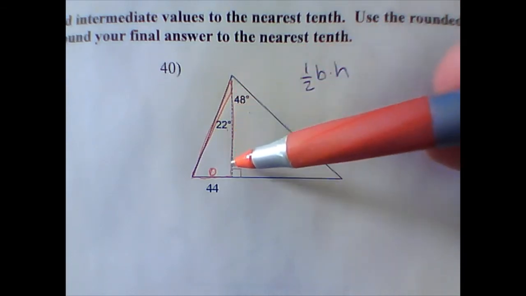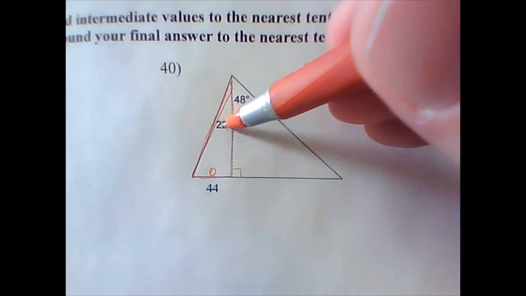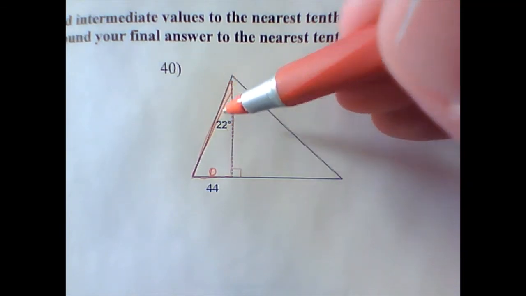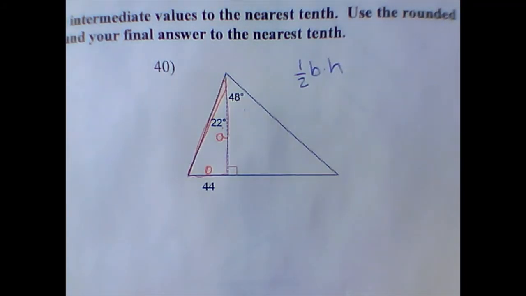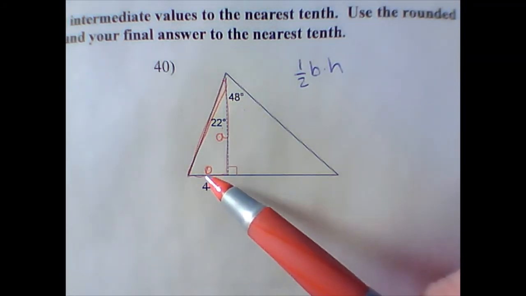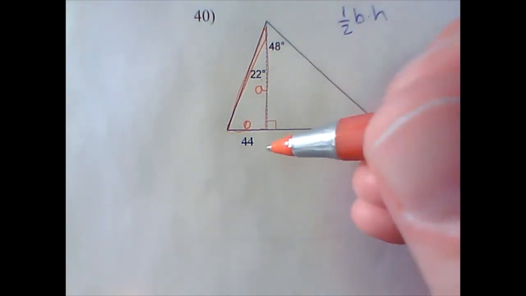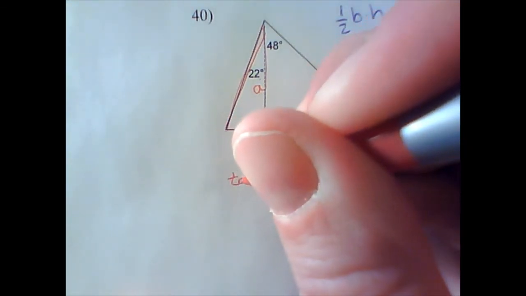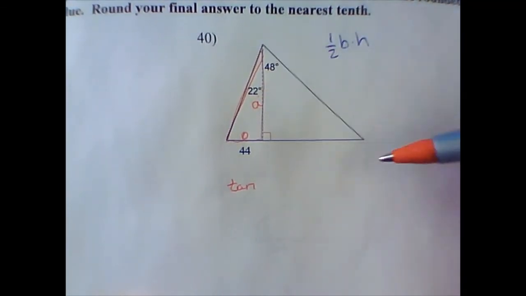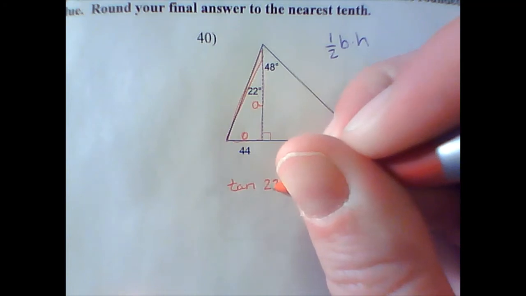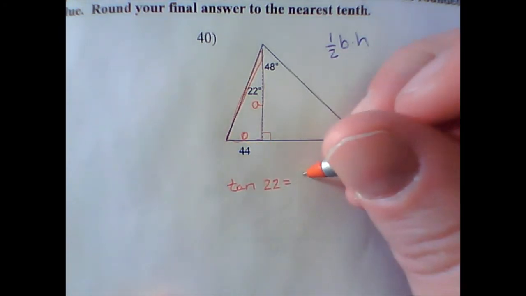All right, okay, 22, the 44 is opposite the 22. That height that we need, it touches 22, but it's not the hypotenuse, it's adjacent. So what trig function uses opposite and adjacent? I think we're going to need the tangent. After the word tangent, we're going to put the angle in right there. Tangent 22 equals, and it's opposite, which is 44, over adjacent.